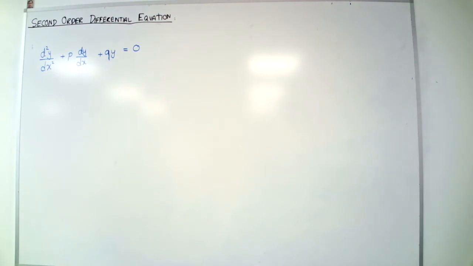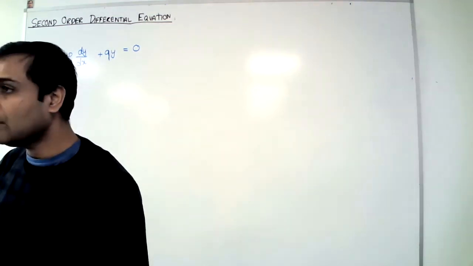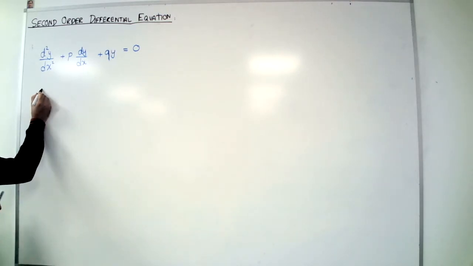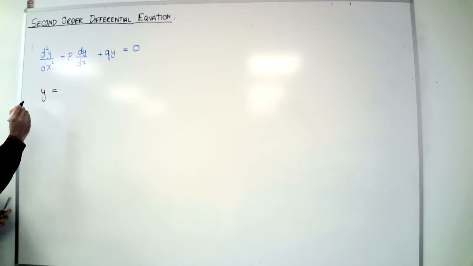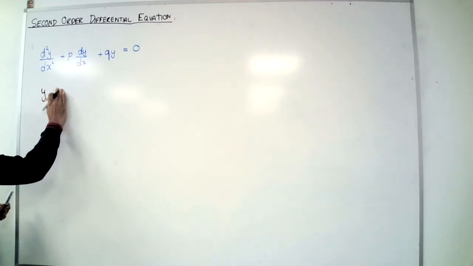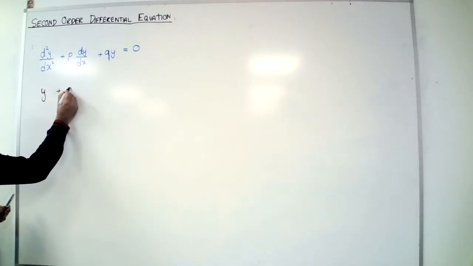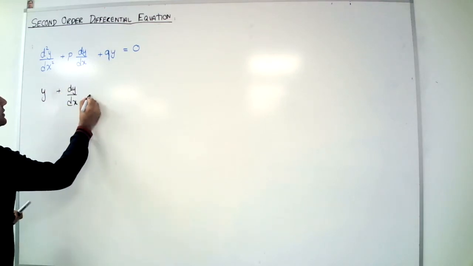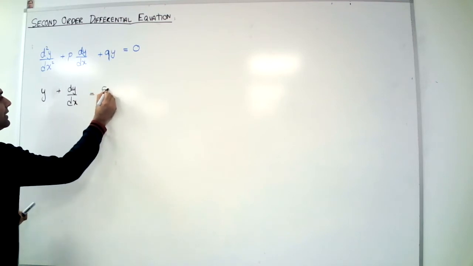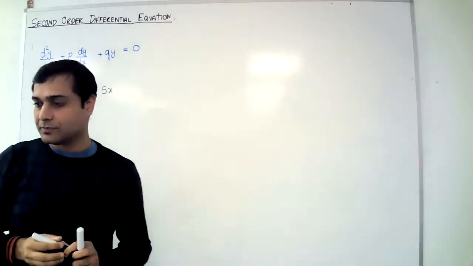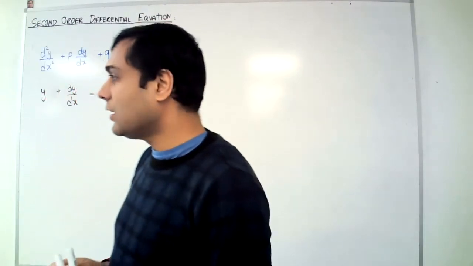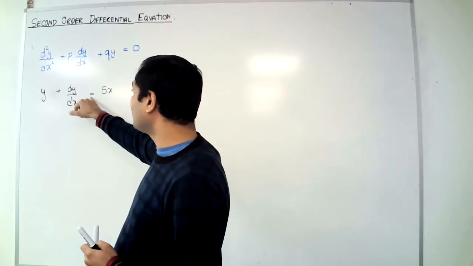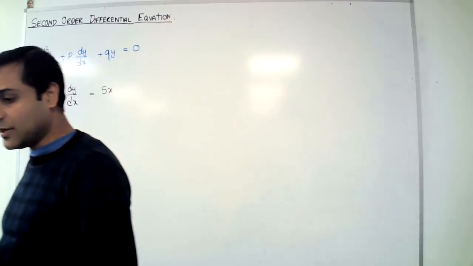When we talk about the differential equation, let's say we write the differential equation as y plus dy over dx, and let's say that's equal to something here. Let's say I put 5x. This thing is called the differential equation, because there's an equal sign, hence it's an equation.